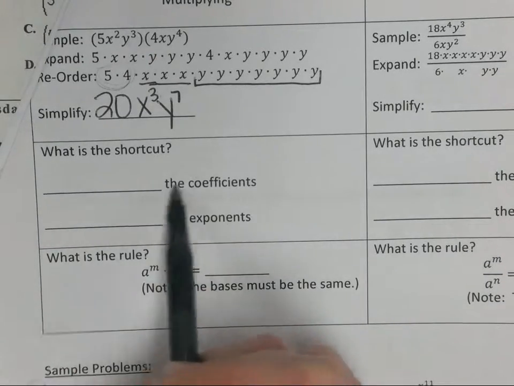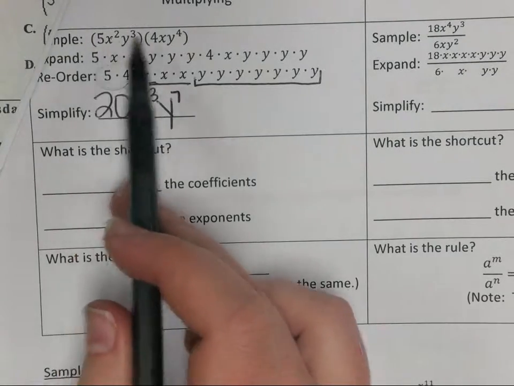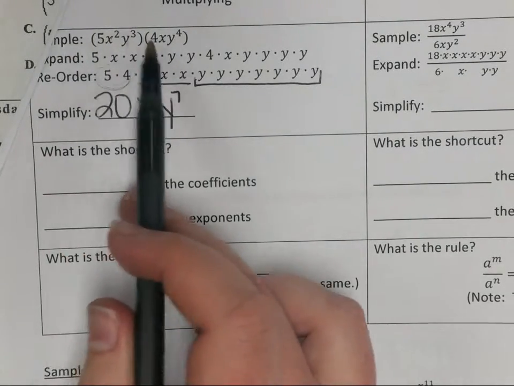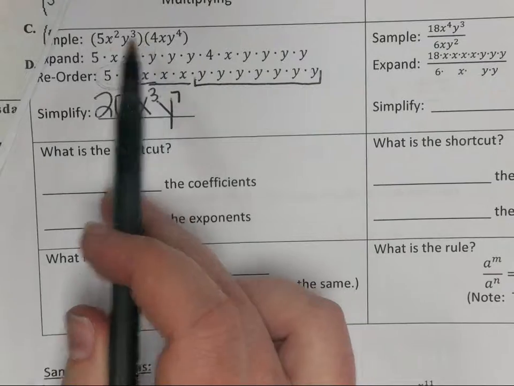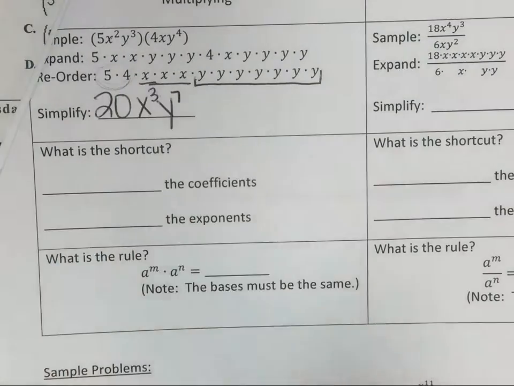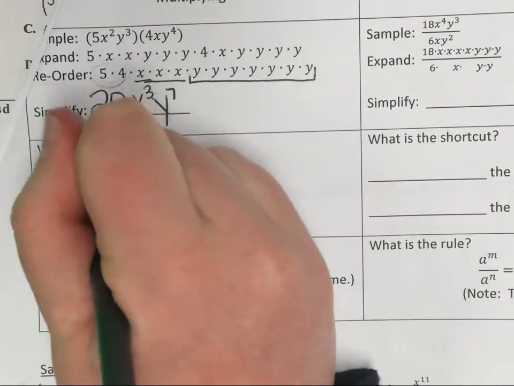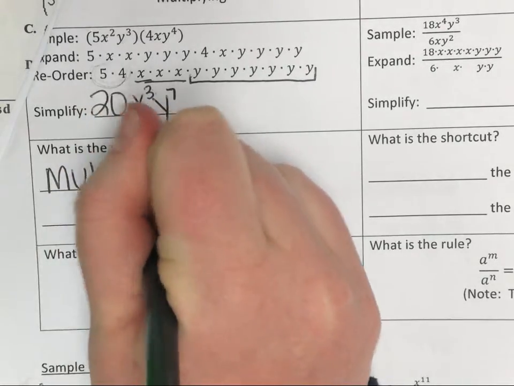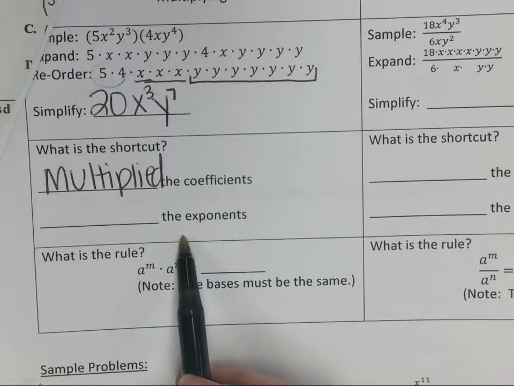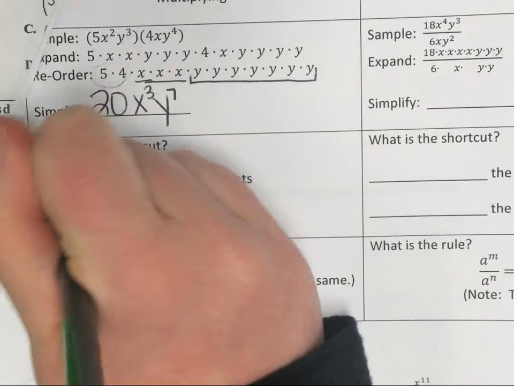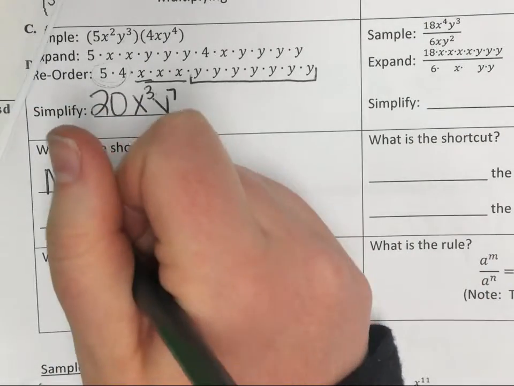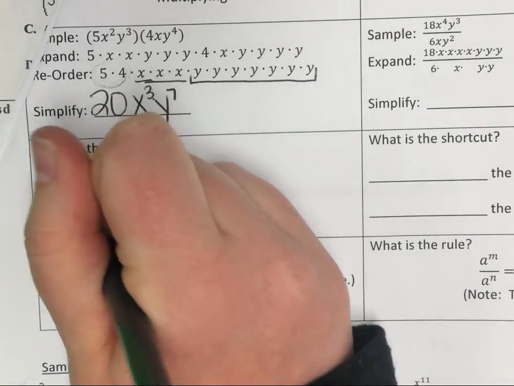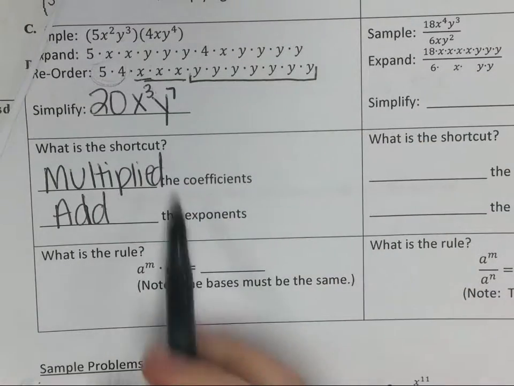So what did you guys come up with? What did we have to do with our coefficients here? Multiply the coefficients. Remember, coefficients are the numbers out front of variables. So 5 times 4 gave us 20, so that we multiply. And then we did what with our exponents? Add the exponents of like terms. So then we'd add the exponents of the like terms.